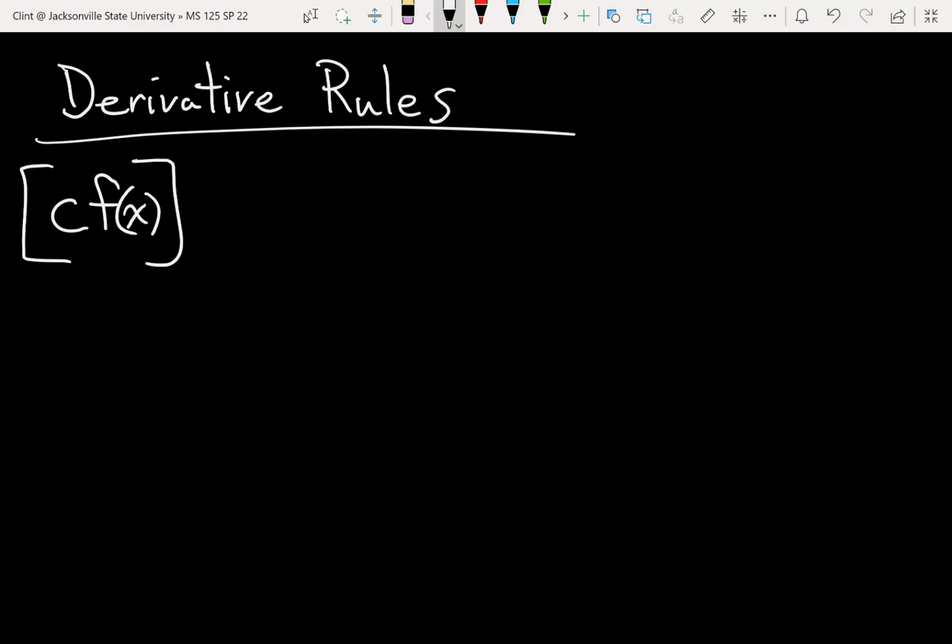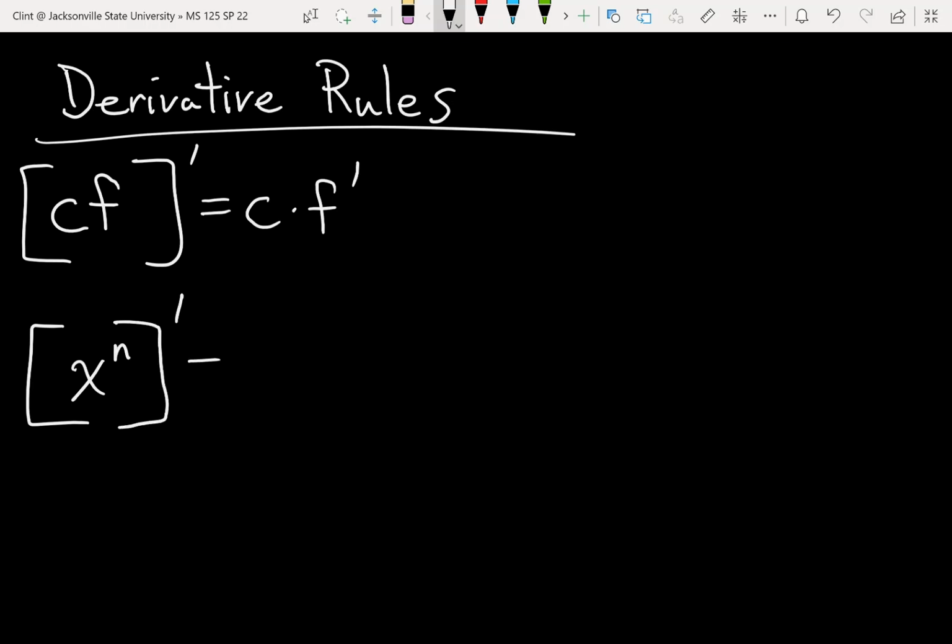You don't have to use it all that often by itself, but you can move a constant out front and then deal with it at the end if you need to. The power rule is if we have x to some power, we want the derivative, we multiply the coefficient out front by the exponent, and then subtract 1 from the old exponent.